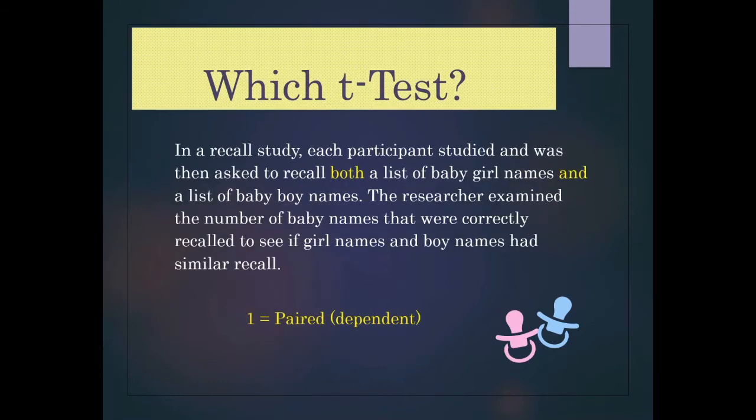It is a paired or dependent t-test. This is because all of the participants contributed to both categories, the baby girl names and the baby boy names. Let's see what our next one is.